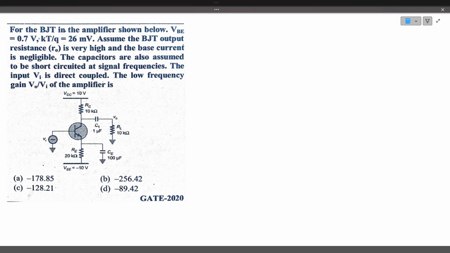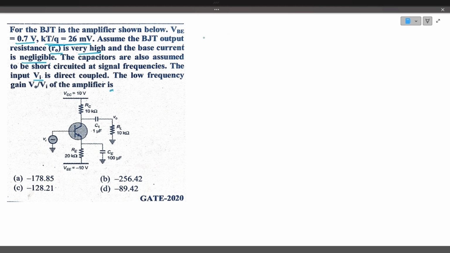For the BJT in the amplifier shown below, VBE, the base emitter voltage, is 0.7 volts. The thermal equivalent voltage is 26 millivolts. Assume the BJT output resistance R0 is very high and the base current is negligible. The capacitors are also assumed to be short circuited at signal frequencies. The input voltage Vi is directly coupled. The low frequency gain of the amplifier is.